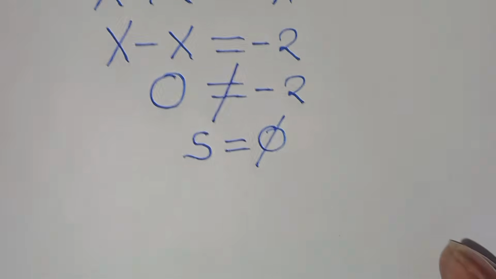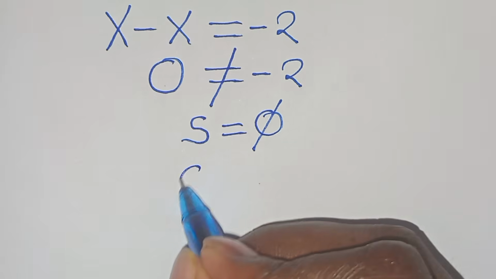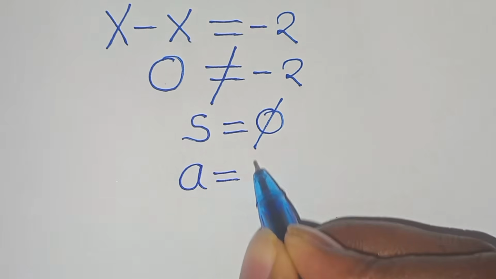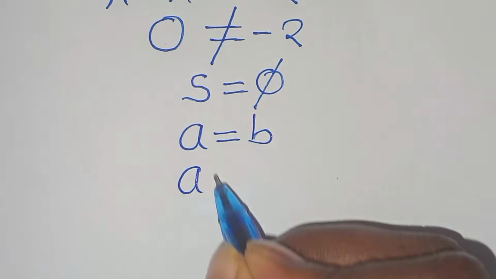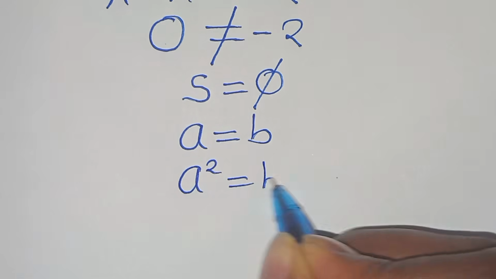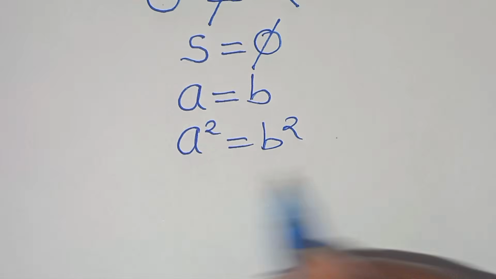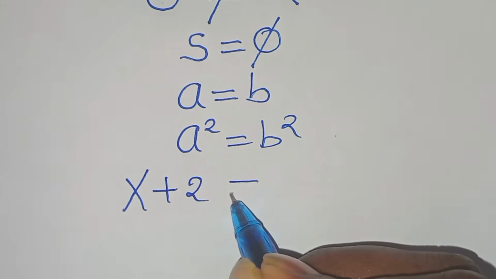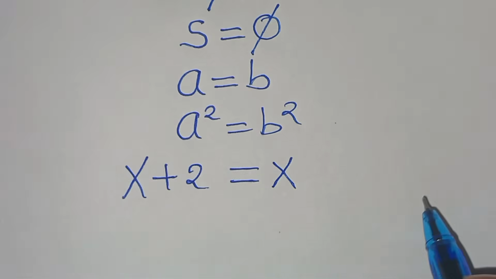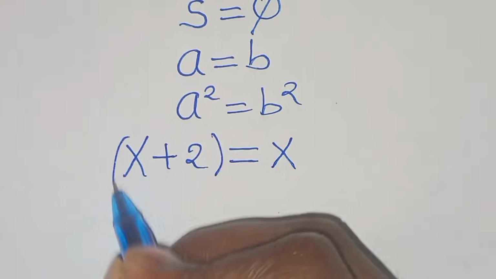Now, what does it imply? Let's check that if we have A equal to B, does it imply that A to the power of 2 is equal to B to the power of 2? Let's find out. So we have x plus 2 equal to x. The first step here is to square both sides.